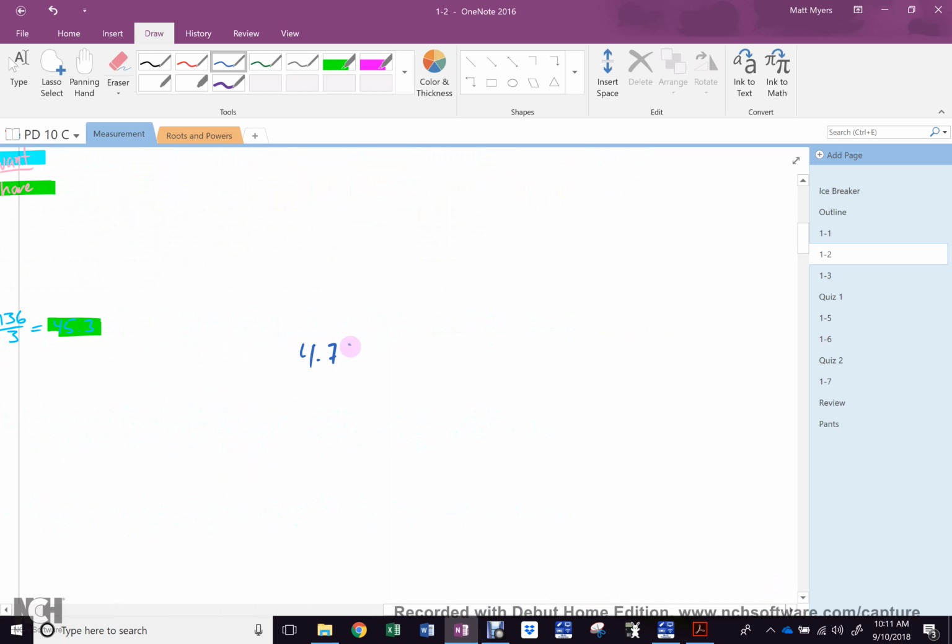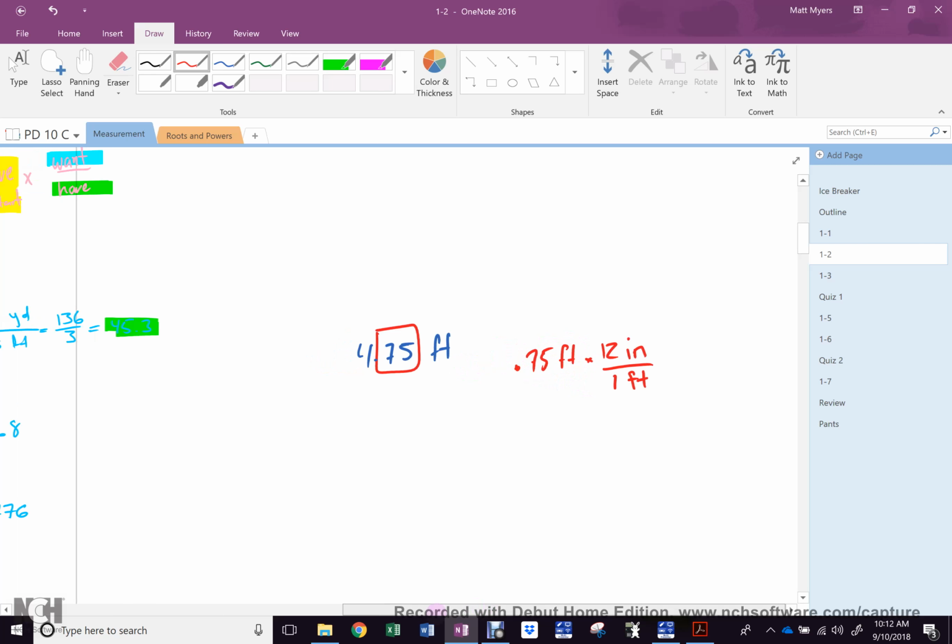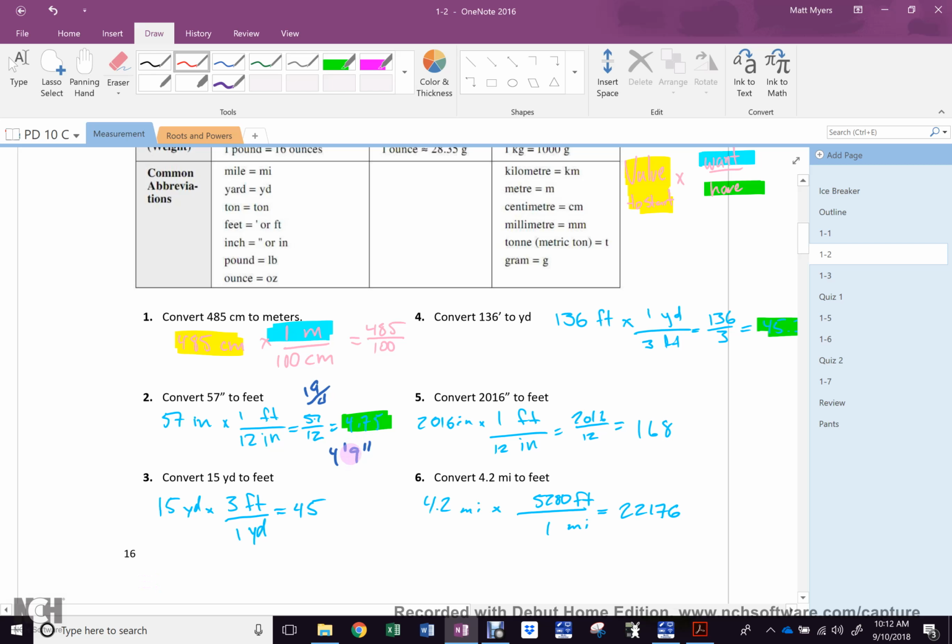I had 4.75 feet, right? I know the 4 feet is fine. It's this part that's the problem, right? So I needed to change 0.75 feet to inches, right? So I can just do the conversion again. 0.75 times 12 to get my 9. Everybody cool? All right, so that was the first problem. We fixed it. We know how to deal with it. 3 is easy. What's wrong with 4?